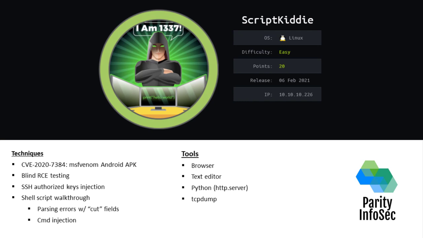To do that, you're going to need a browser and a text editor. I said Python just because I used the HTTP server module in order to serve. There's a couple different ways to get things on your box. This one ended up being the easiest way for me, as well as we talked about tcpdump, so that'll be in there as well. Lots of good stuff in this box, so let's get started.